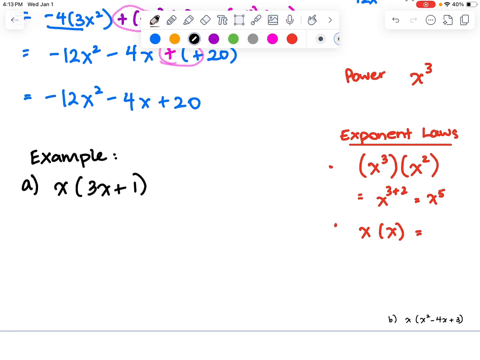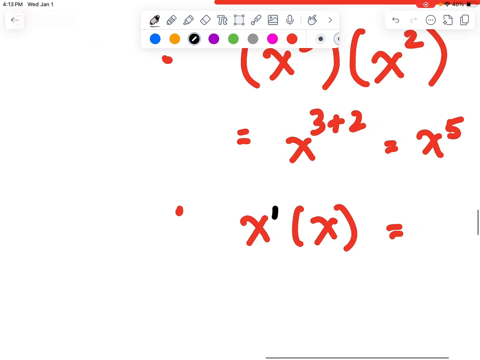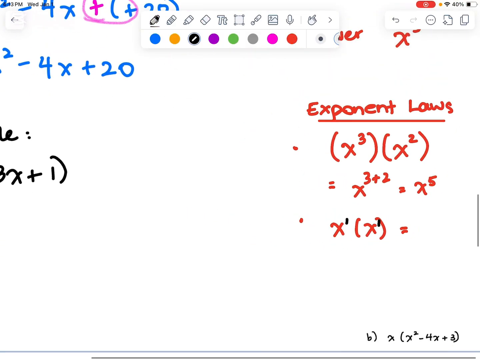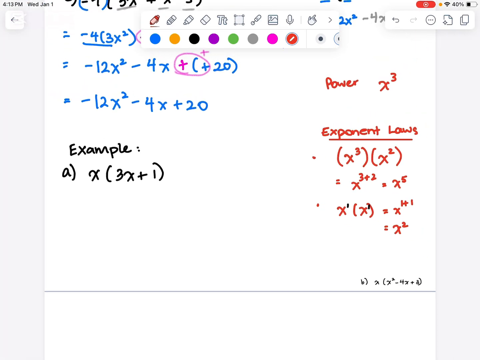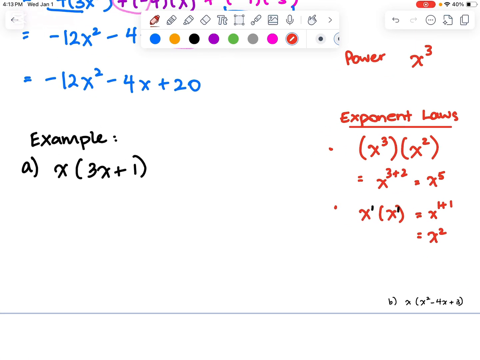Okay, because there's an invisible exponent 1 here if it's not written. So I can take that common base of x and add my exponents together. We're going to use these exponent laws to help when we have questions such as the one we're dealing with here. So I'm going to take my x, and I'm going to multiply it by each of these. Here's my rough work for the first bit, x times 3x.